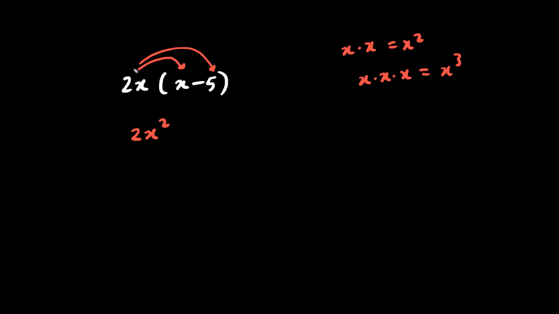cubed. Now what is 2x times negative 5? A positive number multiplied by a negative number is negative. This here is a positive term and a negative term. What is 2x times 5? We have 10x. So this here is our answer.